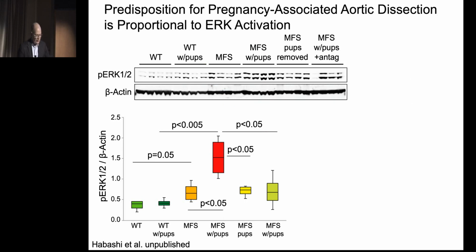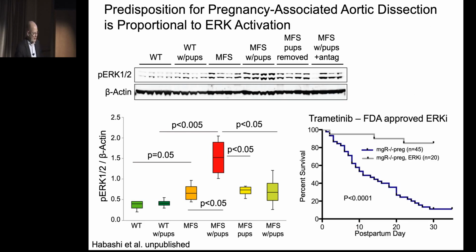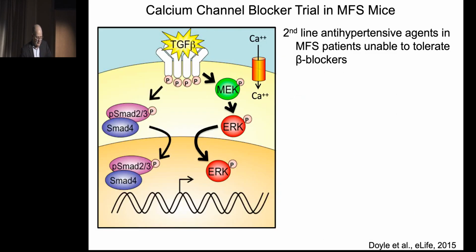We went on to show that outcome correlates perfectly with the level of ERK activation in the aortic wall, which is high in Marfan syndrome, greatly elevated during lactation, and brought back down to normal by avoiding lactation or treatment with an oxytocin receptor blocker. We also went on to test an FDA-approved ERK inhibitor called trametinib, and we're able to show that this is very potent at preventing pregnancy-associated aortic dissection.